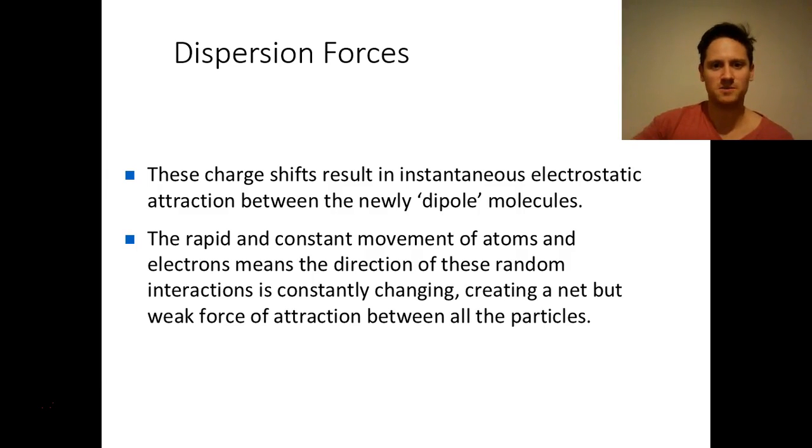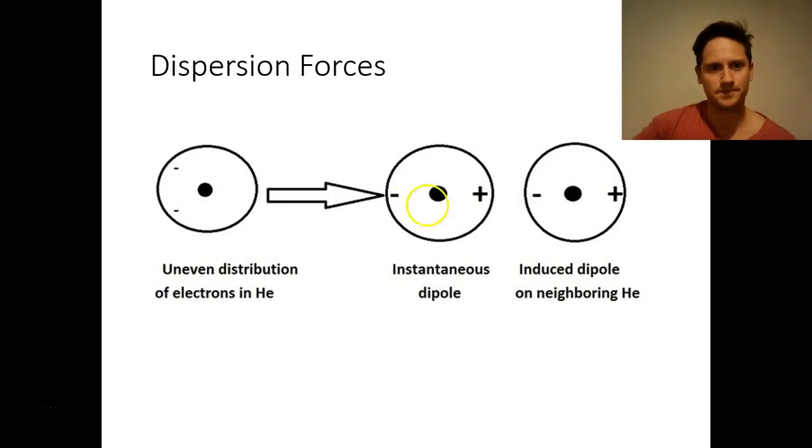These charge shifts result in instantaneous electrostatic attraction between the newly dipole molecules. The rapid and constant movement of atoms and electrons means the direction of these random interactions is constantly changing, creating a net but weak force of attraction between all the particles. So what does that mean?